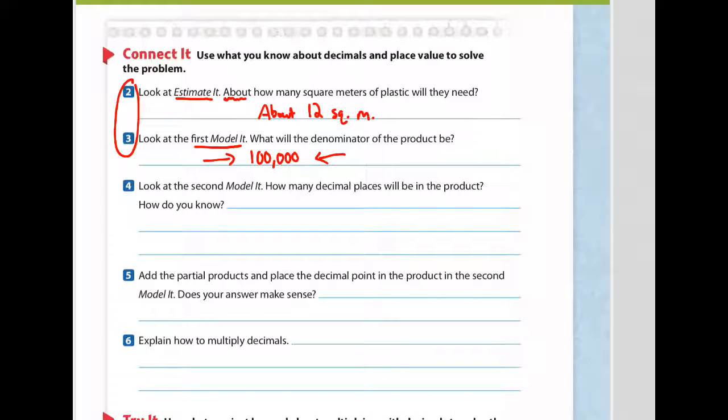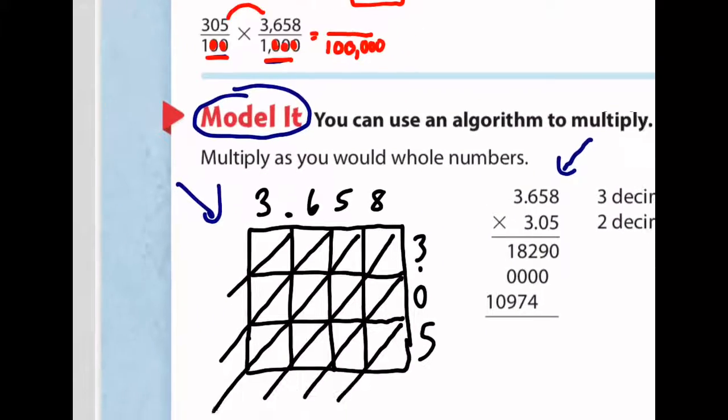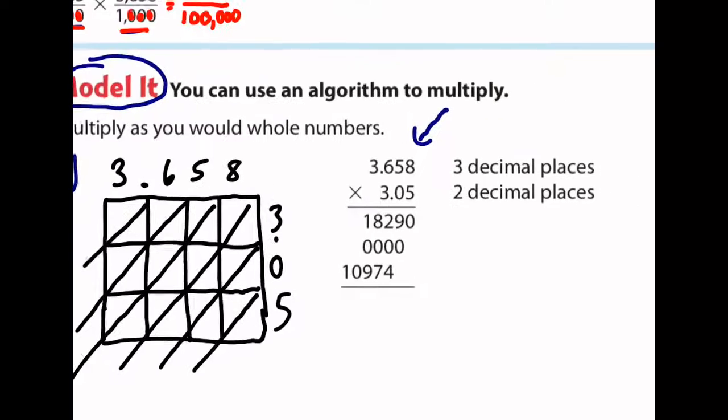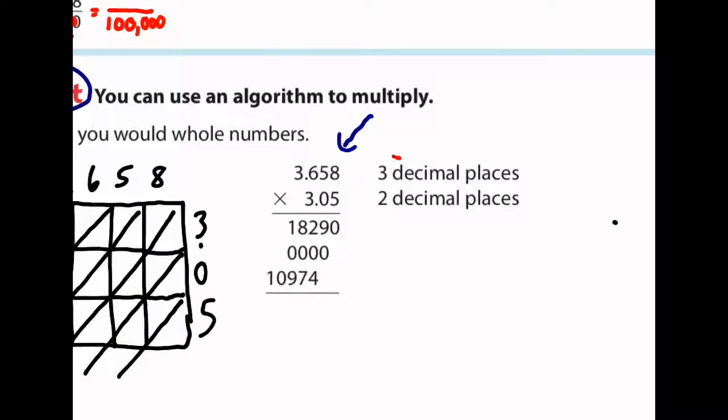In number 4, it says look at the second modelet. How many decimal places will be in the product? How do you know? All right, so now I'm going to guide you through this one a little bit. When you look at the second modelet, we want you looking at the problem here. And notice here was what they're saying.